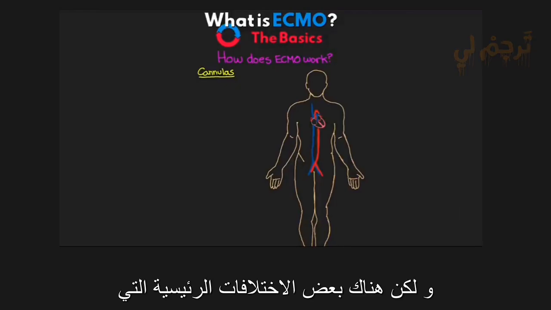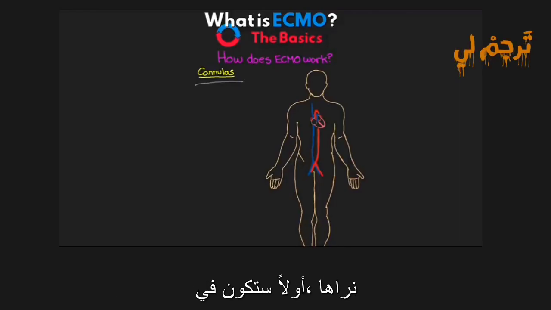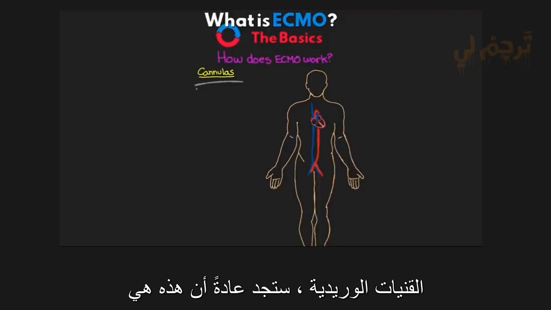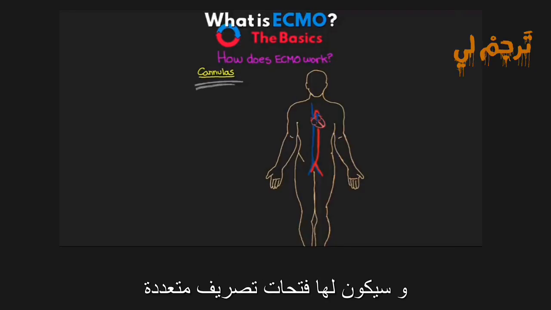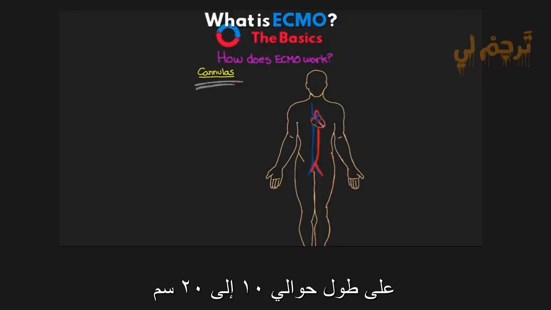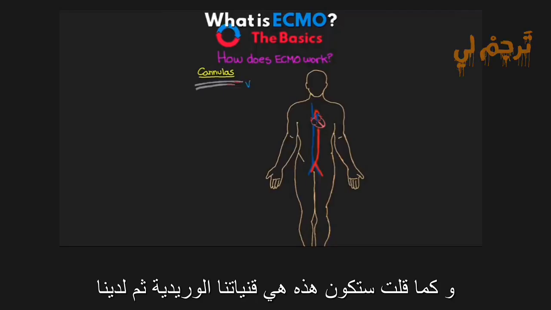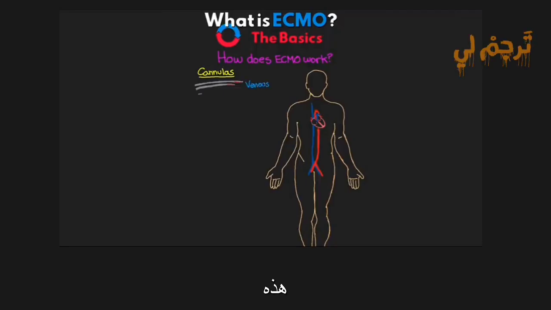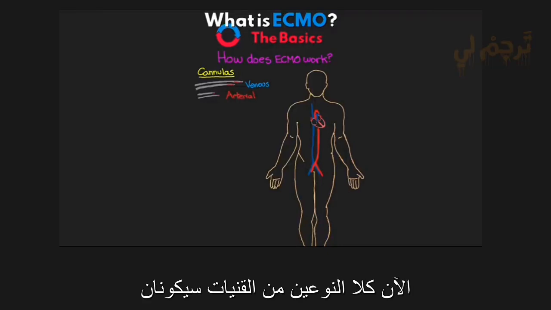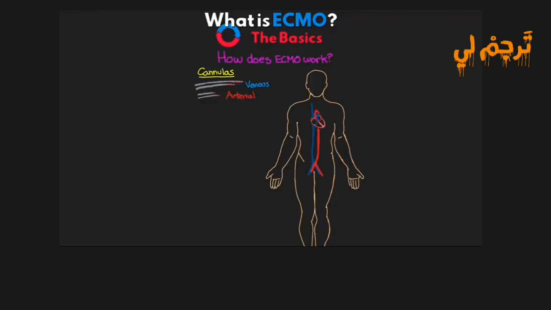But there are a couple of main distinctions that we see. First is our venous cannulas. You'll usually find these to be the longer cannulas, with multiple drainage holes along about 10 to 20 centimeters from the tip. Like I said, these are our venous ones. Then we have these shorter cannulas, and these are our arterial. These are definitely shorter than the venous cannulas, and they only have drainage holes right at the tip of the cannula. Now, both of these types of cannulas are going to be a pretty large size and wire reinforced to help keep them from collapsing on themselves.